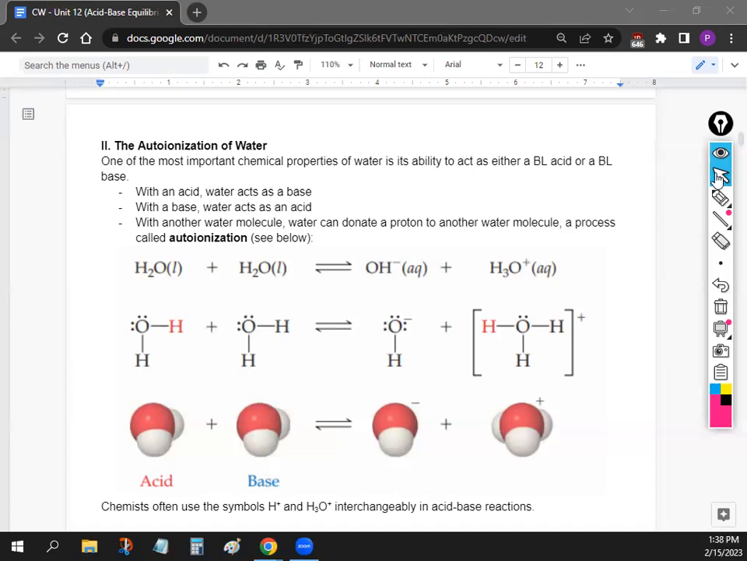Depending on the temperature, it'll be a different amount of... No, temperature doesn't change that. This isn't depending on temperature. That's a great thought, though.